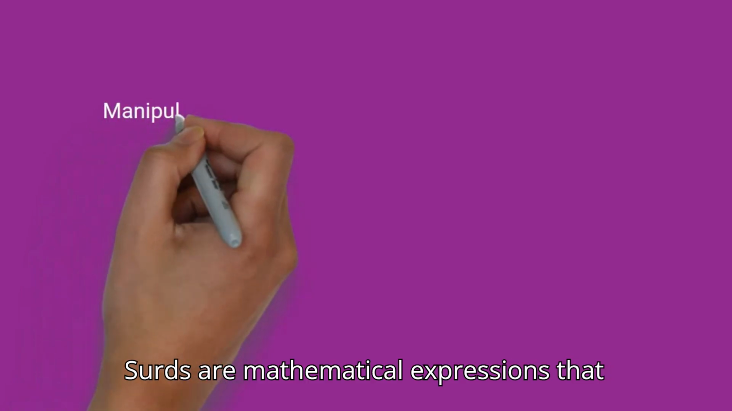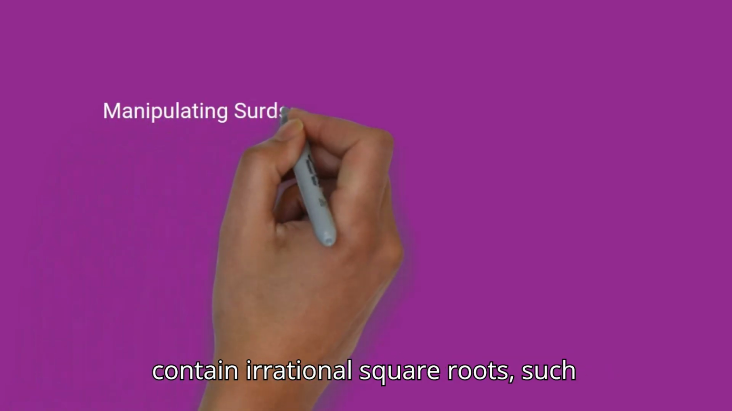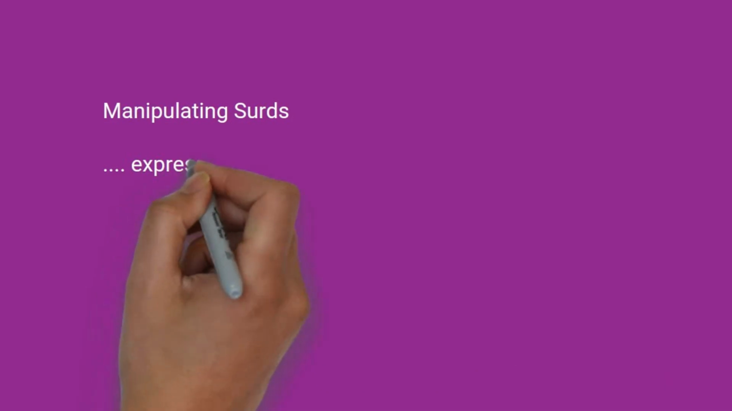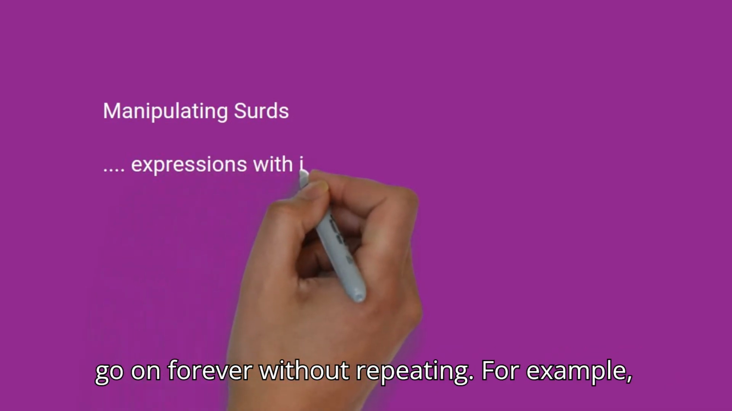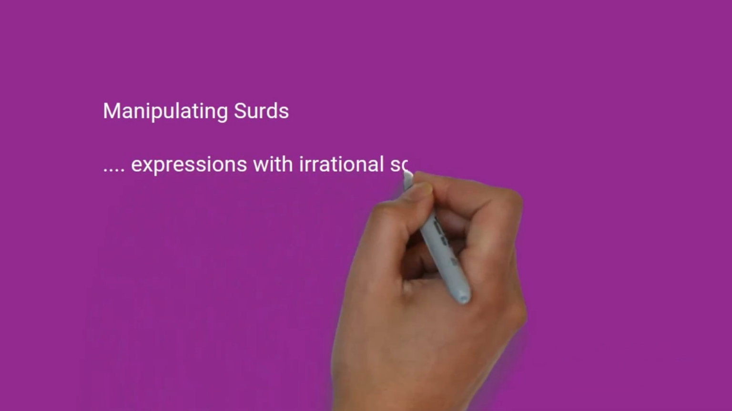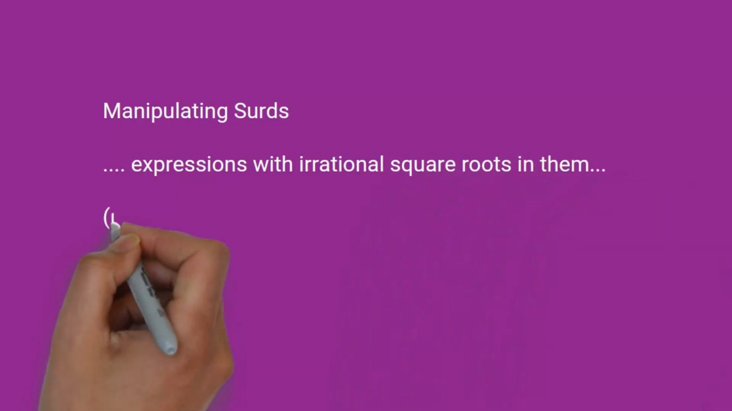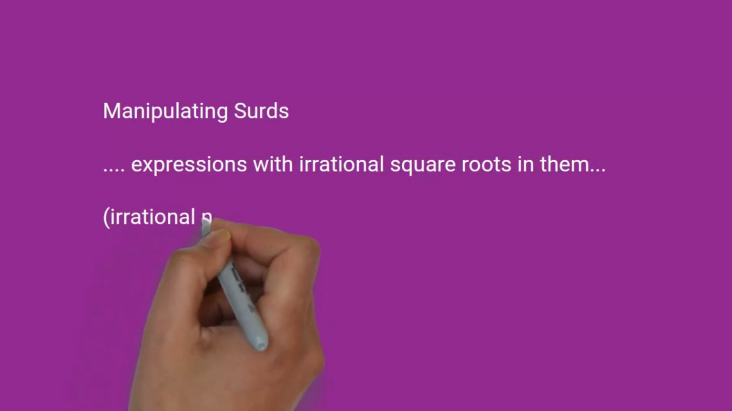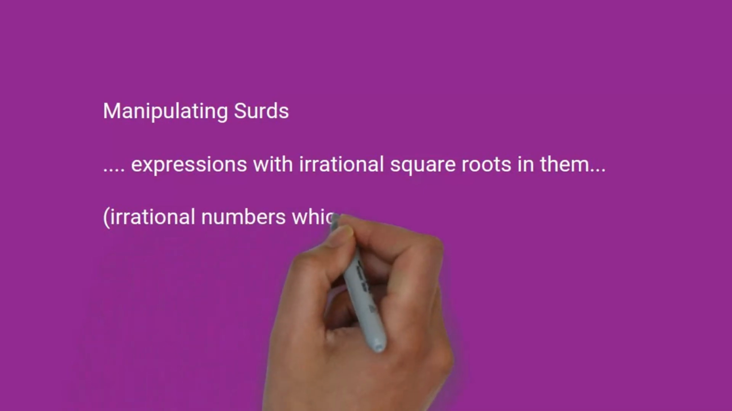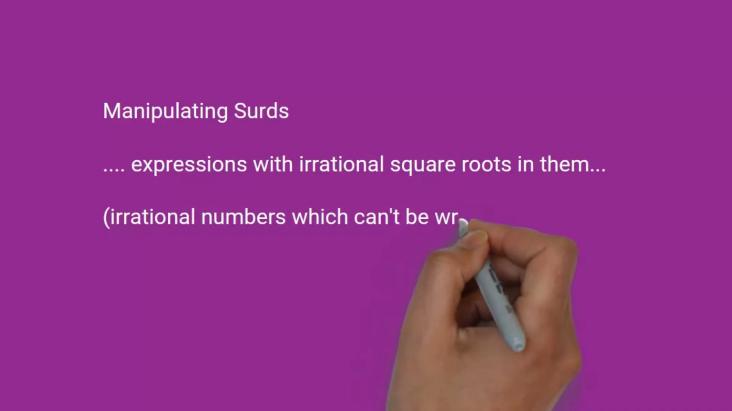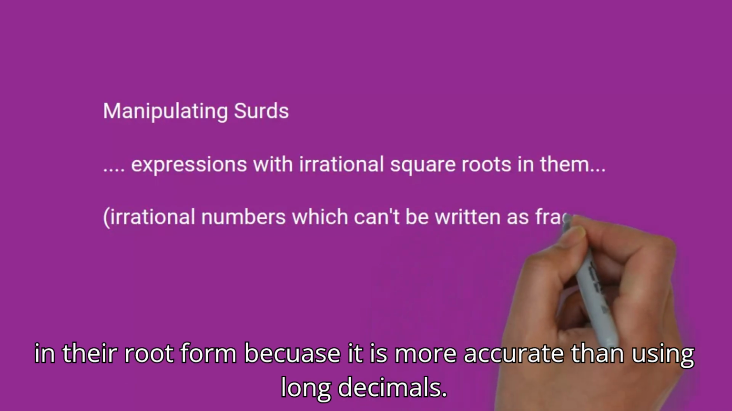Surds are mathematical expressions that contain irrational square roots, such as the square root of 2 or the square root of 3. These are numbers that cannot be written as exact fractions, because their decimal expansions go on forever without repeating. For example, while the square root of 4 is simply 2, the square root of 2 is an irrational number that cannot be simplified to a neat, whole value.